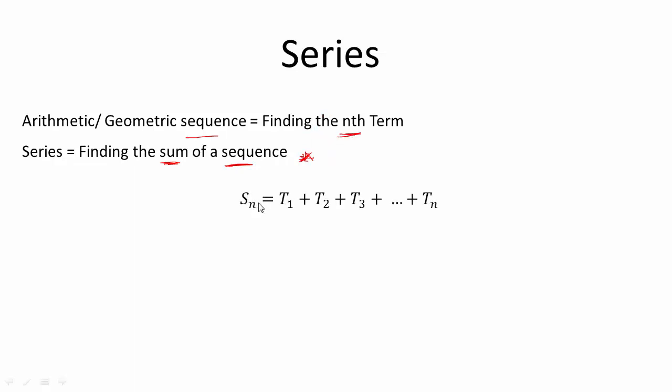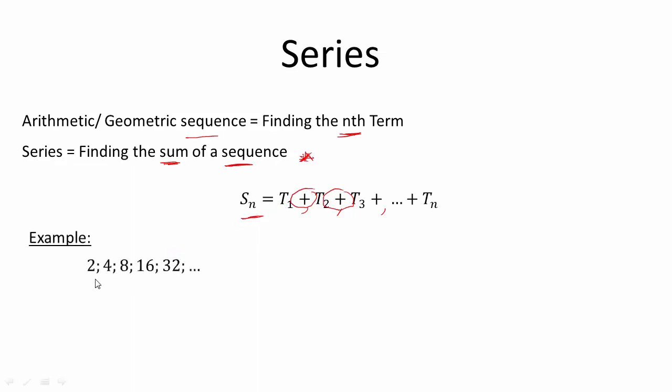So if we look, previously we said a sequence is a whole bunch of terms separated by a comma. Now a series is the sum of those terms. As you can see, we've got all our pluses. It's adding all those terms up.